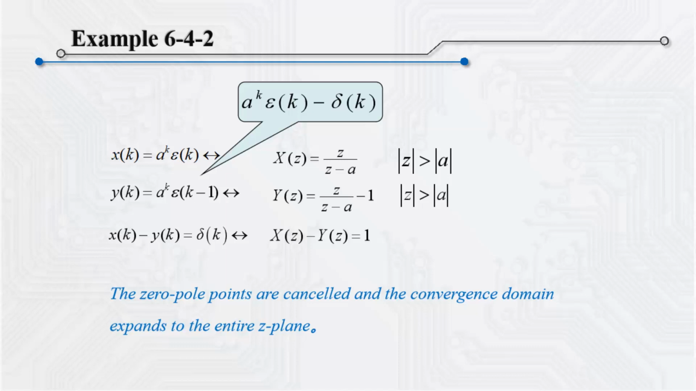We know that we follow the linear method, construct a new sequence from this x of k, y of k sequence. Then we can see what is the form of its Z transformation. After solving, it is constant 1. A corresponding phenomenon of pole zero cancellation occurs. The convergence domain expands to the entire Z plane. This is a method that uses linear properties to solve the Z transformation process. It is a very special case. I hope everyone pays attention here.